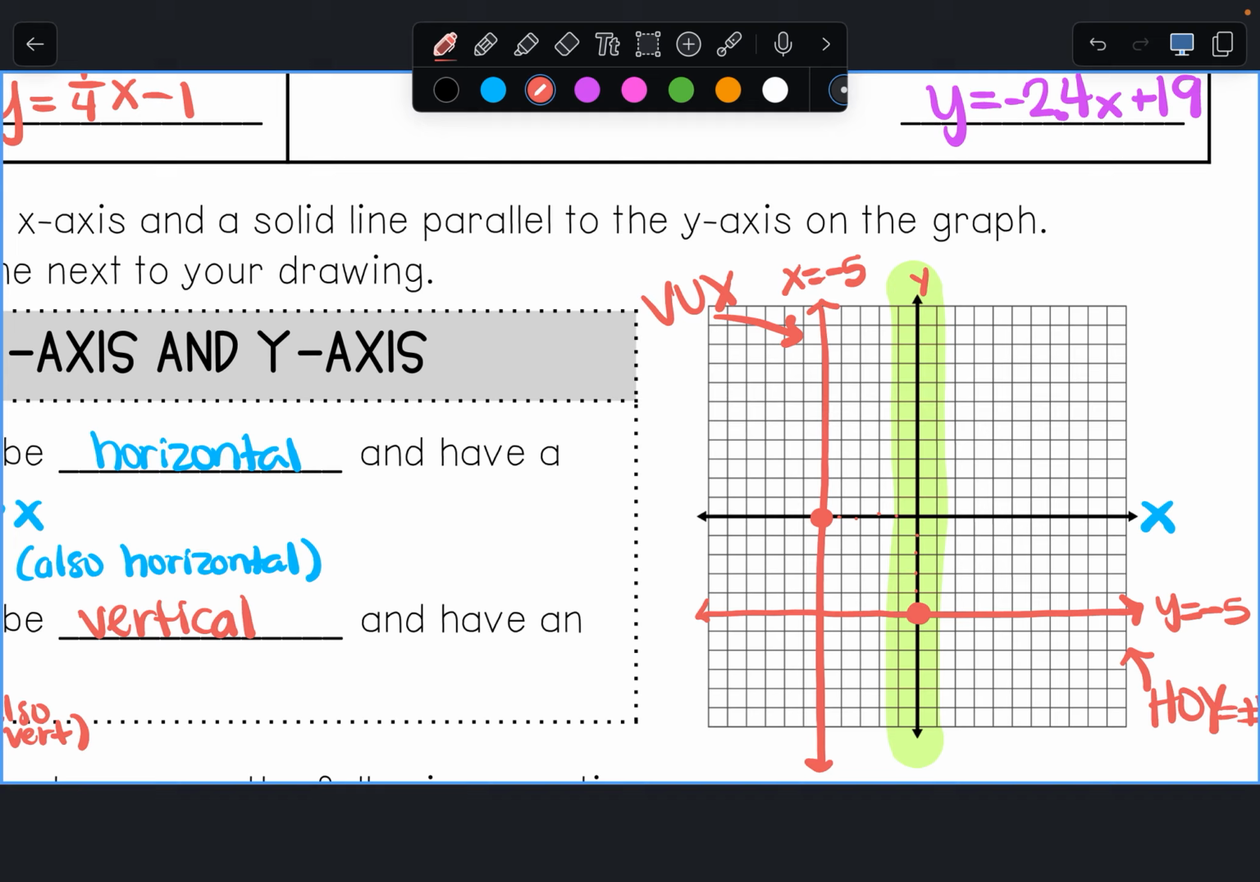So those are just things you have to slow down and think about, because it's very easy to say, oh, it's parallel to the y-axis, so it's y equals -5. No, you have to think about, okay, it's a vertical line. With vertical lines, we use VUX. So take your time, okay?